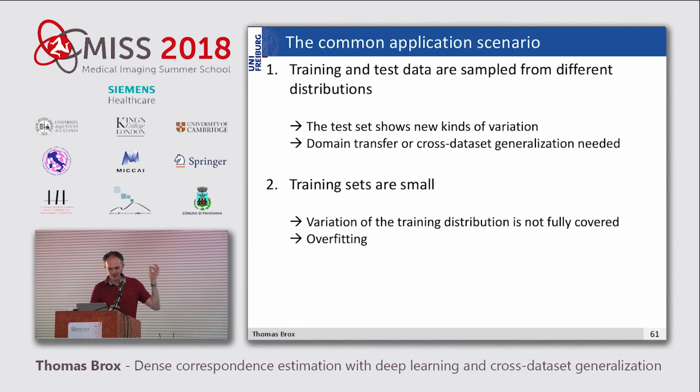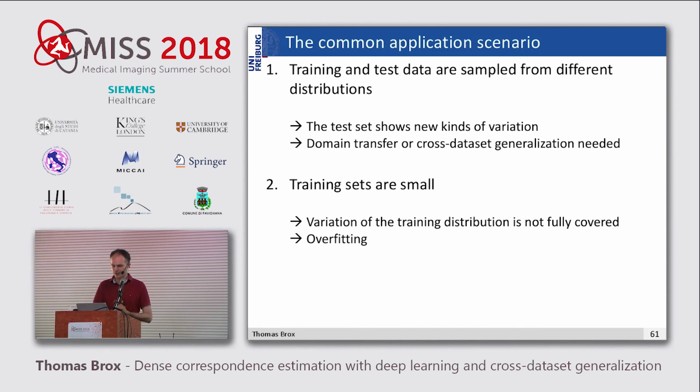So the problem is that now the test set shows new kinds of variation, and you need some kind of a domain transfer or cross data set generalization to use the training set to also solve the data in the test set. A second problem in practice is often that the training sets are small. So especially on medical data, you cannot get thousands or millions of data samples, but you can only capture a little bit of the variation of the training distribution, and you cannot cover all the variation. And that will typically lead to overfitting, and you have to be very careful about that.